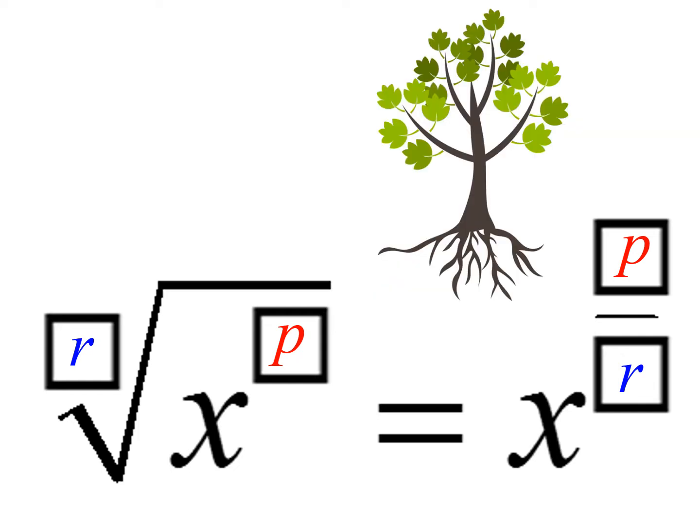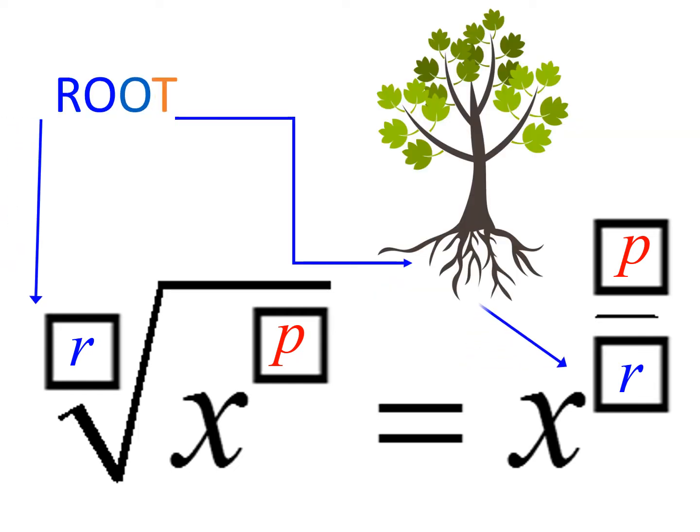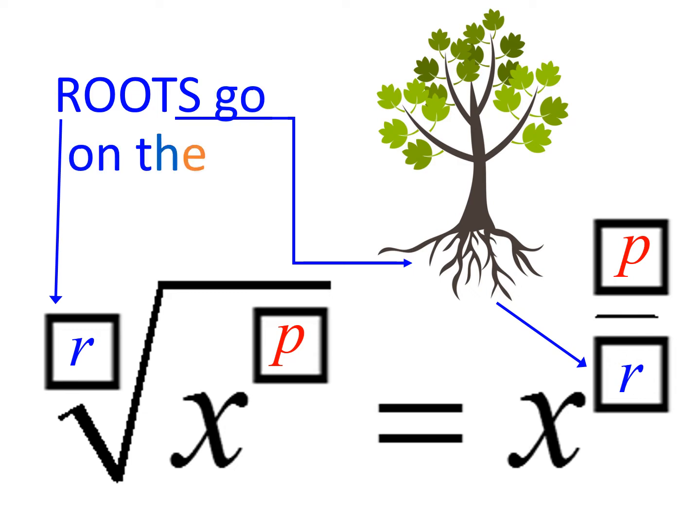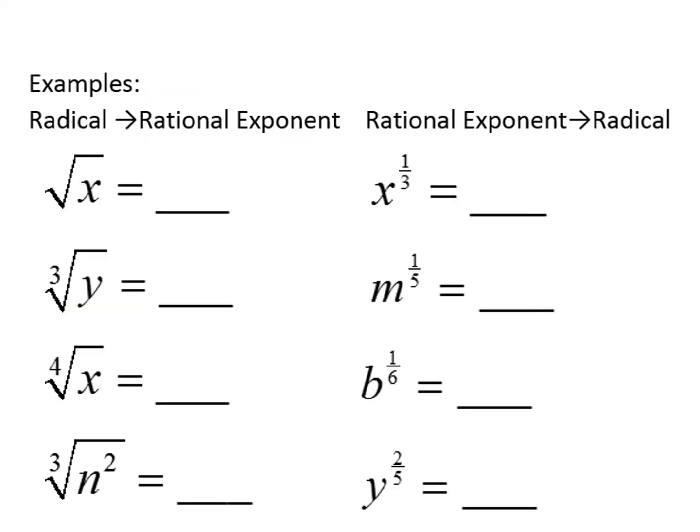I want you to kind of think about this as a tree. A tree's roots go on the bottom, so the root will always go on the bottom. If that helps you decide where to put the inside power and the outside power, hopefully that'll help. All right, so here are some examples. We're going to go from radical to rational and rational to radical. Let's get started.